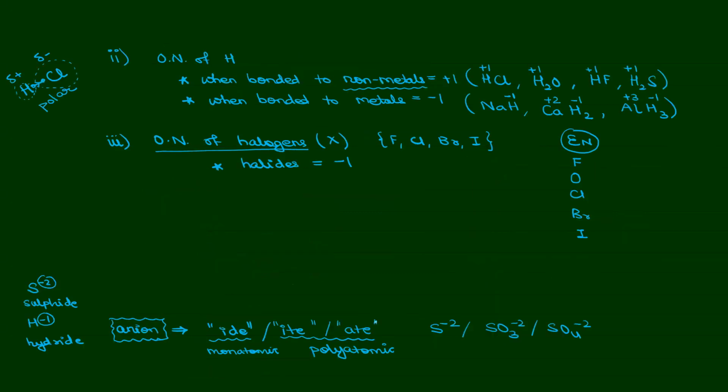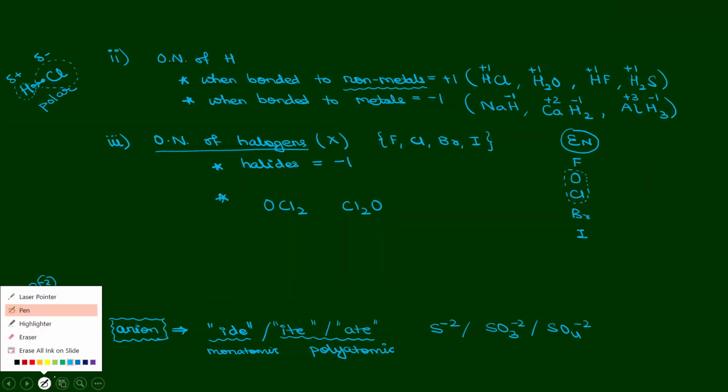ठीक है। Now, if I have a compound which is formed between oxygen and chlorine, which will be negative, which will be positive? Oxygen will be negative because it is more electronegative than chlorine. And will it be called oxide or a chloride? Oxide, because that's negative. Superb. So if I want a compound between chlorine and oxygen, should it be written as OCl2 or Cl2O? Which is the correct form? Cl2O, because the negative always comes later.